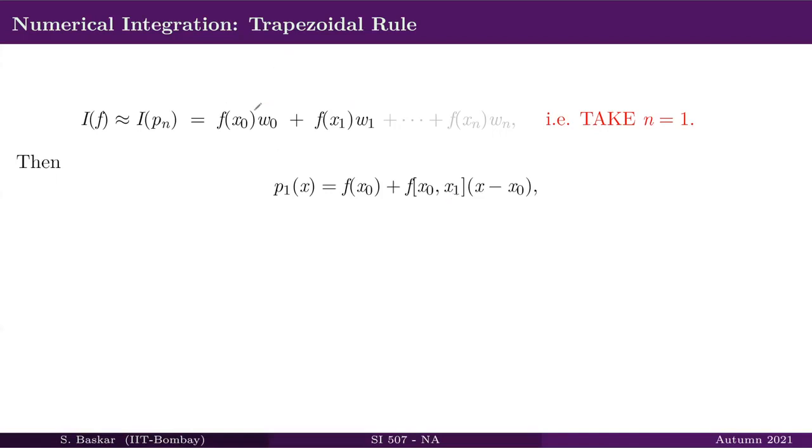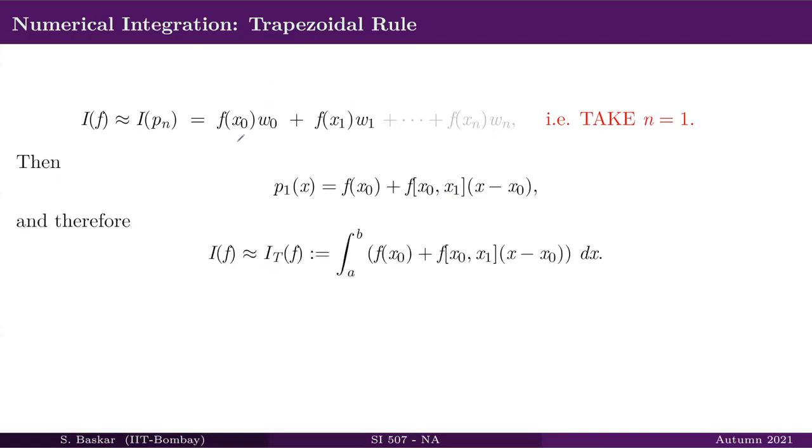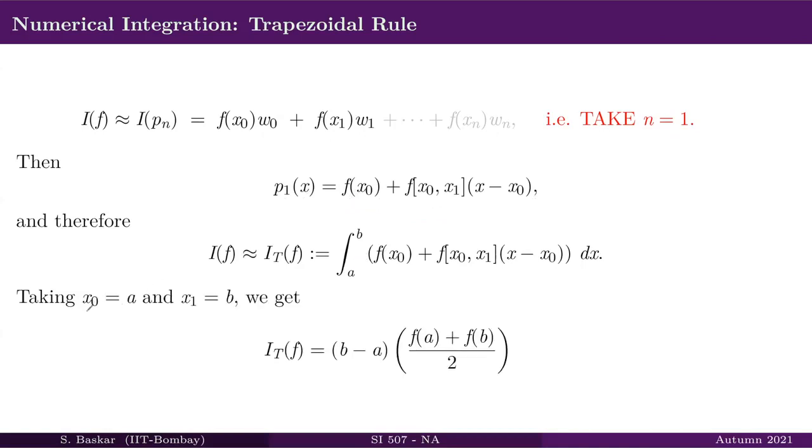So let us try to obtain explicitly how this formula will look. For that, we have to integrate this polynomial p1 of x. In this expression, let us take x0 equal to a and x1 equal to b and perform this integral. That leads to the expression (b minus a) times (f of a plus f of b) by 2. And this is the required formula for the trapezoidal rule.